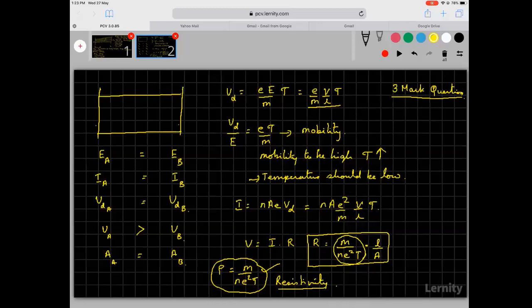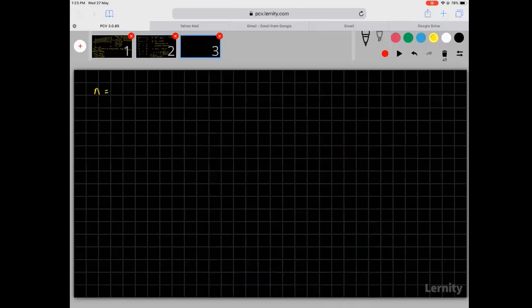Okay, here N is the electron density. So this is a mobile charge density, or it is the free electron density. Tau is referred to as the relaxation time.